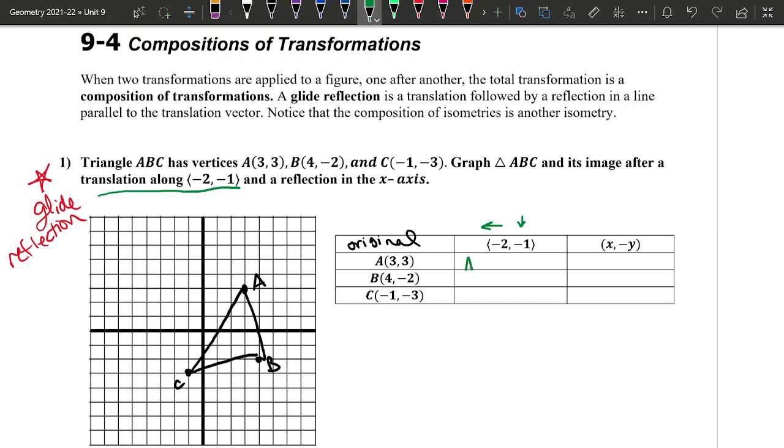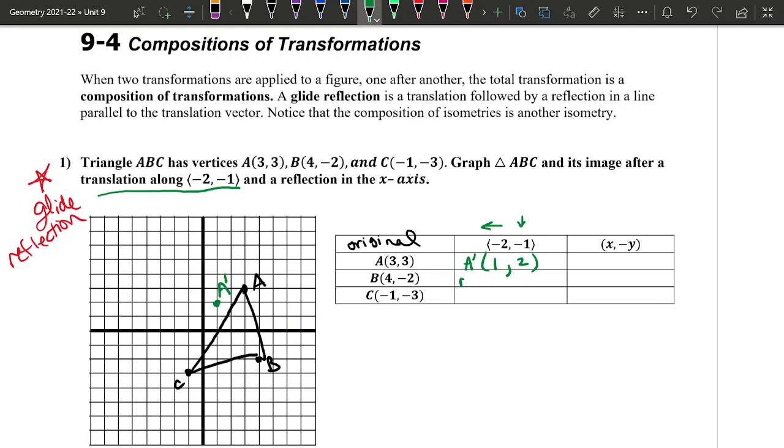So then A prime is 3 minus 2, so that's 1. And then 3 minus 1, so that's 2. Or you could do it just visually. Go to point A, and then you move left 2 and down 1. And that's the coordinate 1, 2. And that's A prime.